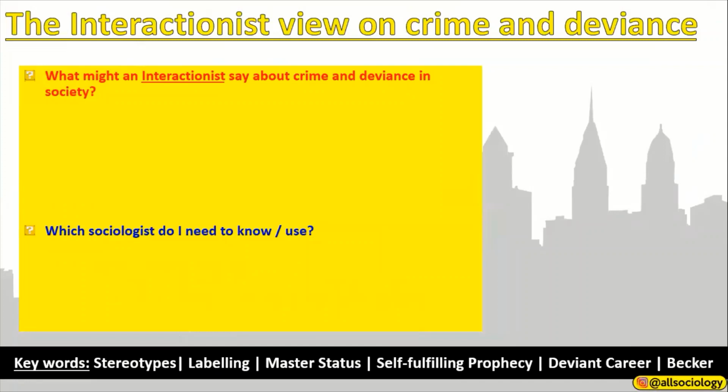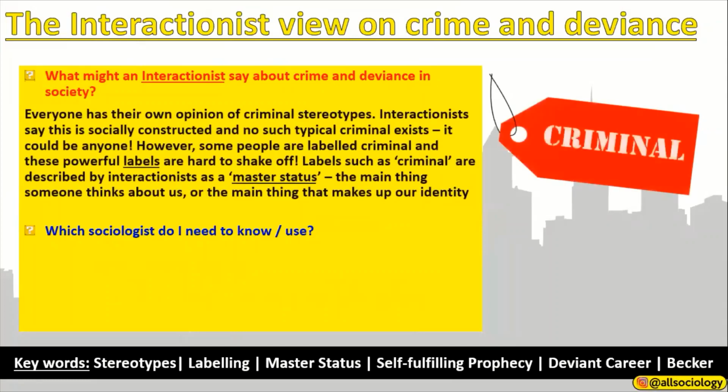As I mentioned in the intro, you might not recognise the name interactionism, but I guarantee you'll recognise some of the ideas that come about with this. So if you've studied education before, or stratification or anything like that at GCSE or A-level, you'll be aware of the idea of labelling. And effectively, that's what the interactionist view on crime and deviance is.